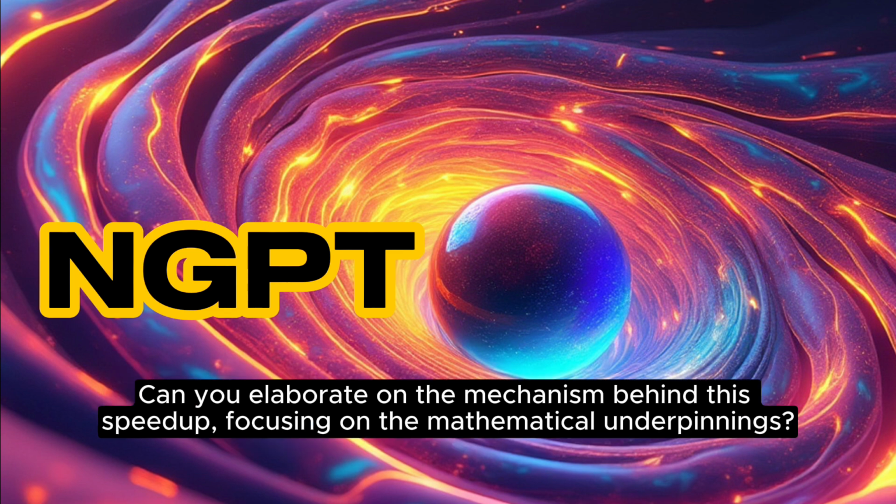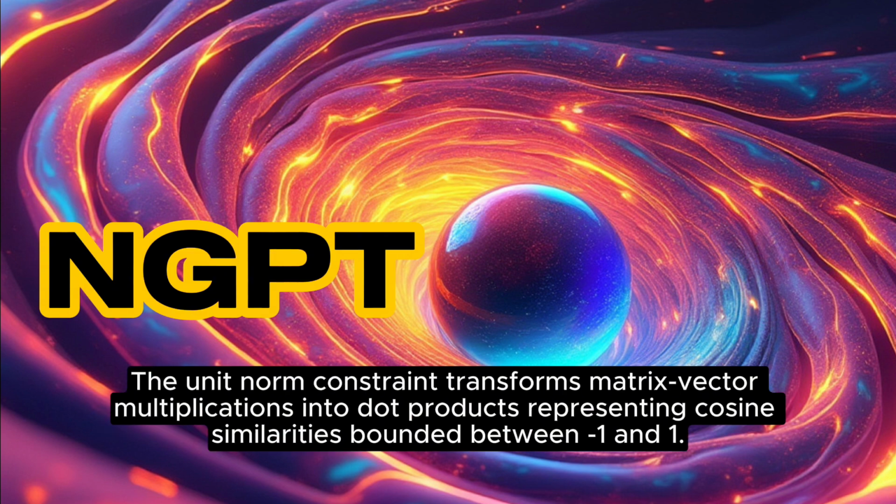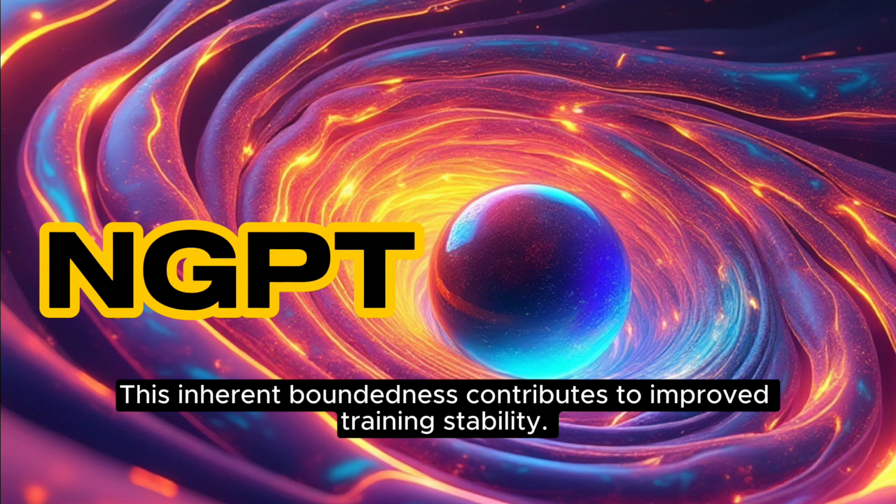Can you elaborate on the mechanism behind this speedup, focusing on the mathematical underpinnings? The unit norm constraint transforms matrix vector multiplications into dot products, representing cosine similarities bounded between -1 and 1. This inherent boundedness contributes to improved training stability.